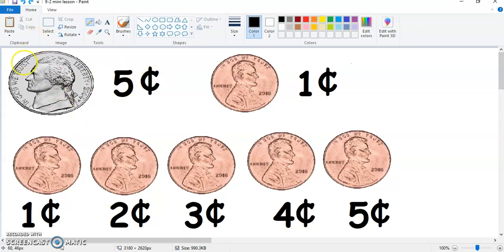Yesterday we talked about how the nickel is silver and it has Thomas Jefferson on it. And then the penny, it's copper, it has Abraham Lincoln on it. Today we want to talk about how this is the sign for cent. You write it like this, a C with a line through it. That shows cents.